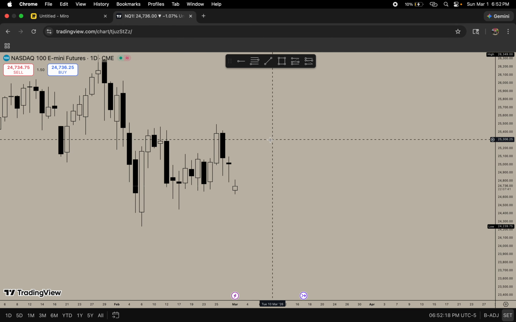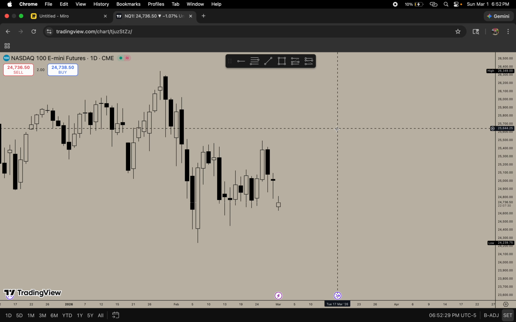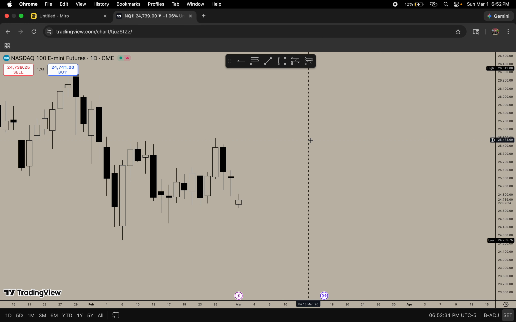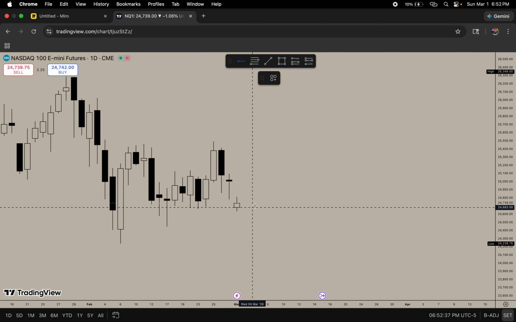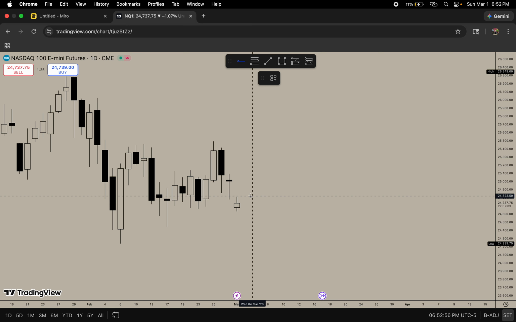One way I like to find liquidity easily is starting off in the daily time frame. So when you go to your daily, this would be Monday, March 2nd. I don't know why this is here already. I guess this is where the market's going to open up. So we dropped almost.